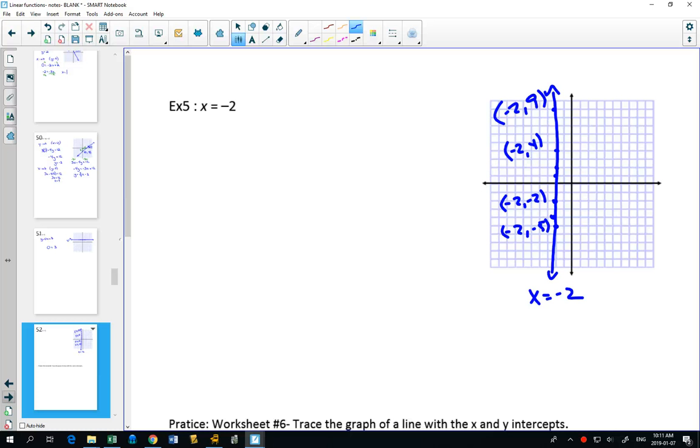So, we're going to do some planning for the rest of the week. You've got your worksheets all the way through, so we are going to practice a little bit with worksheet number 6 right now.